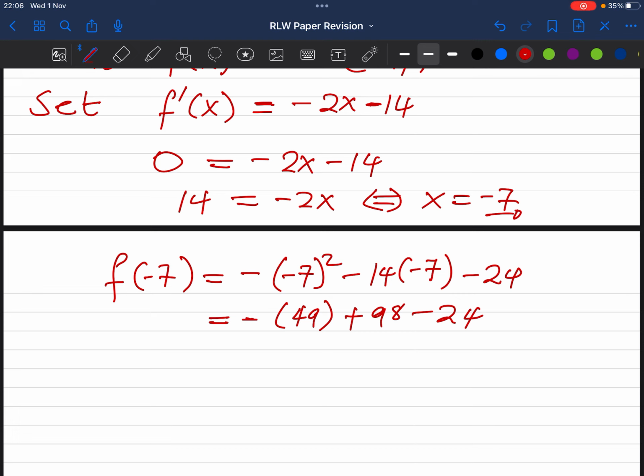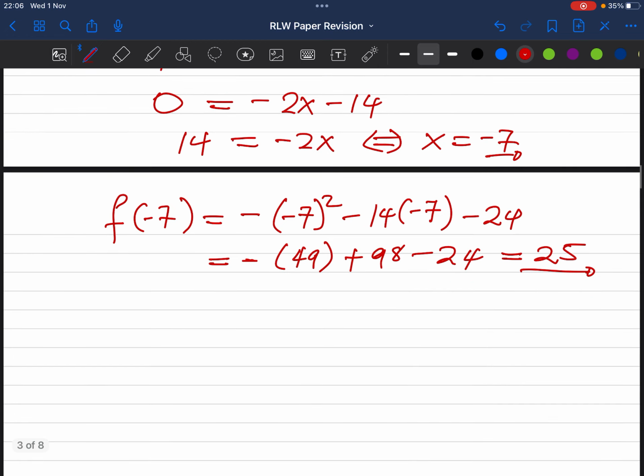So if we have negative 49 plus 98 minus 24, it is just 25. We have 25 here. So now that means your turning point, or the point P, is just (-7, 25).